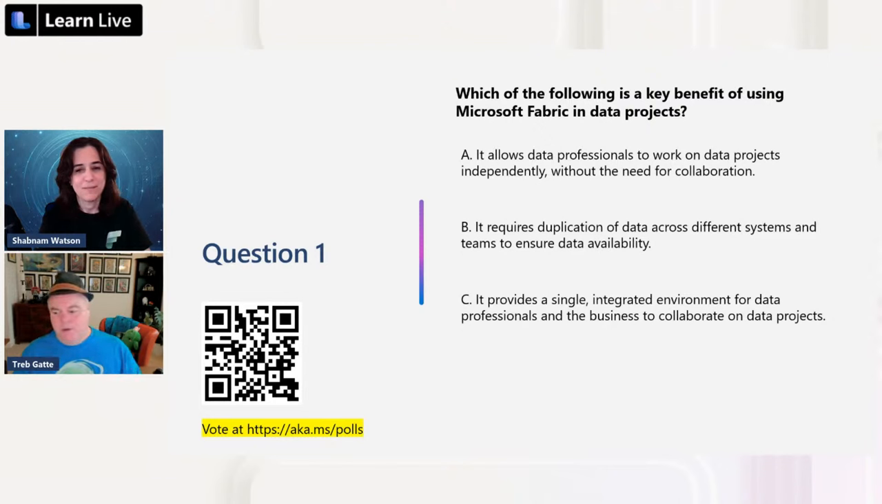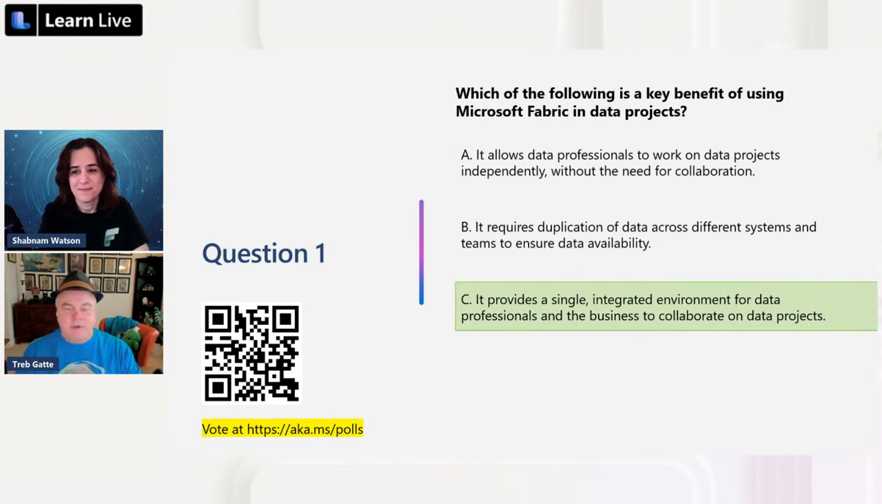So, come on, let's see some votes here. Oh, we're getting some votes. This is good. There's a lot of votes coming in. Yeah, it's looking good. All right, looks like everybody's getting it right. This is good. So we're going to do 5, 4, 3, 2, 1. Ding, ding, ding, ding, ding. So right answer is C. Yes. Single integrated environment for everybody to collaborate on their projects.